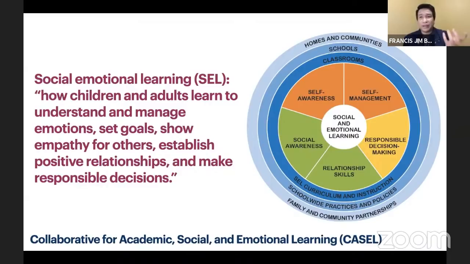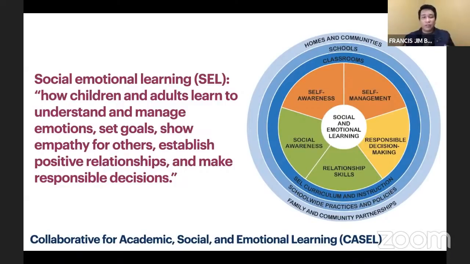Establishing positive relationships. This is very, very important because in real life we expect our students to collaborate and work with other people, right? So we say collaboration is very, very important. We say it's not just collaboration, even establishing positive relationships is very, very important. And then look at it, making responsible decisions.